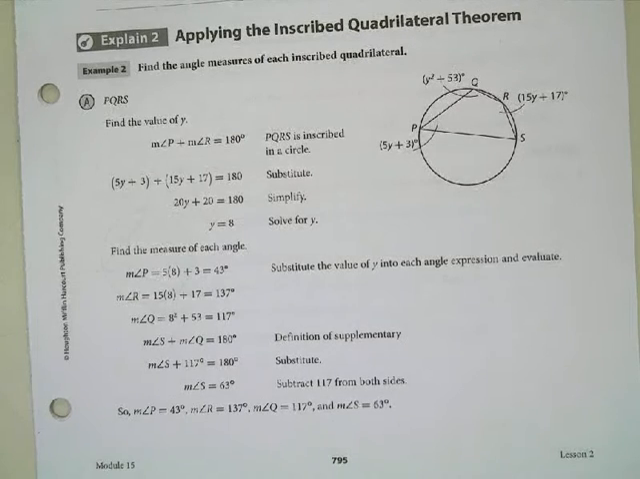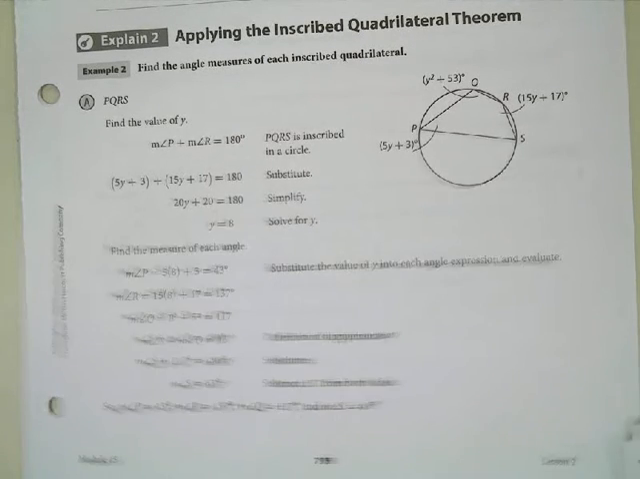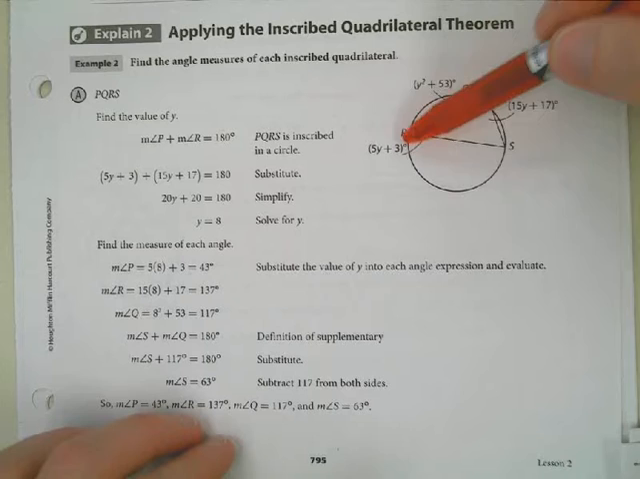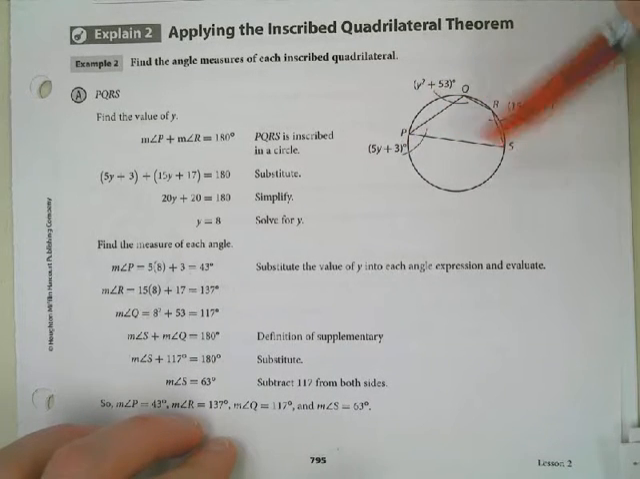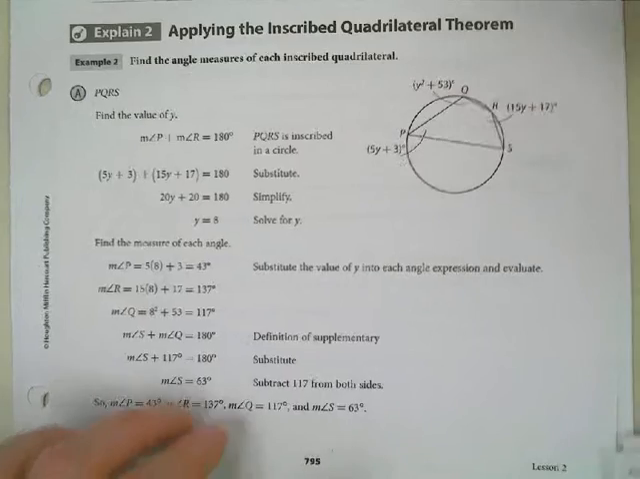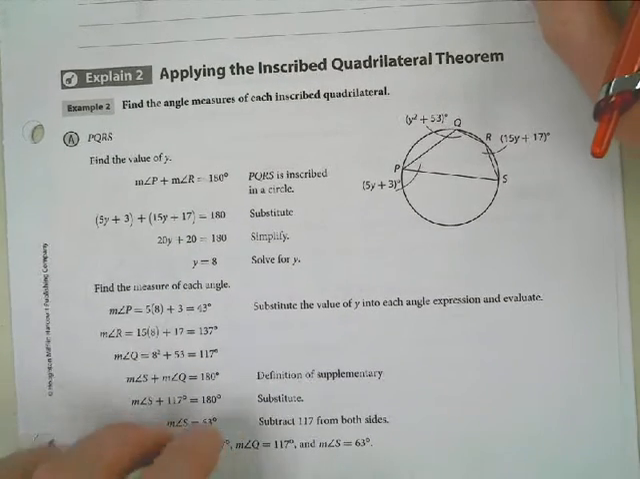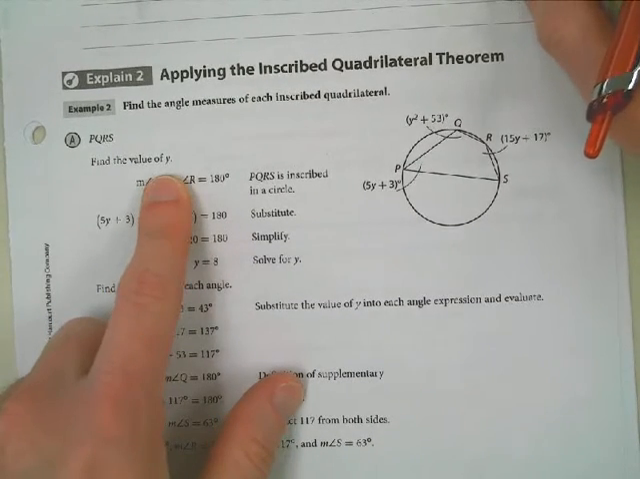All right. So let's take a look here. We've got a quadrilateral PQRS, and it's inscribed in a circle, right? All the vertices are touching that circle. Okay. And we want to find the value of y.